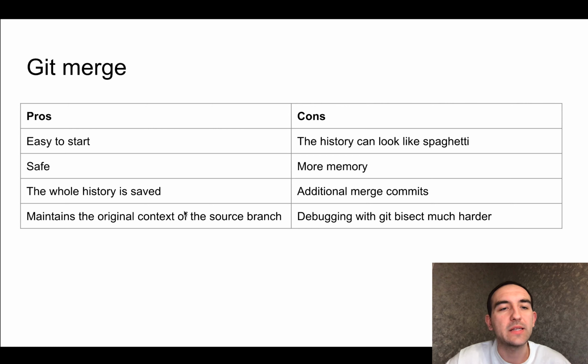And it maintains the original context of the source branch. We know the last commit we used to create our new feature branch, we know the context of why it was created. From the cons, I can say that the history can look like spaghetti. I will show you what it is, how it looks. The next one, we need more memory, because of each commit.